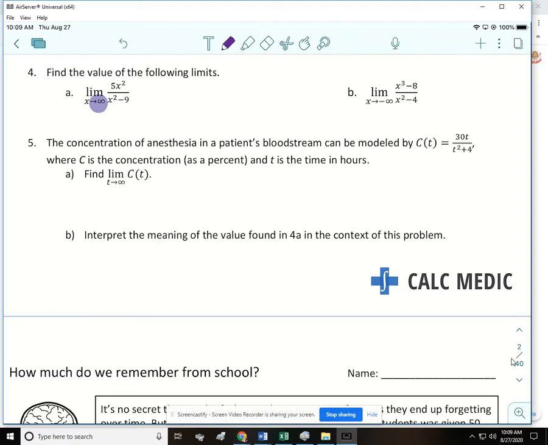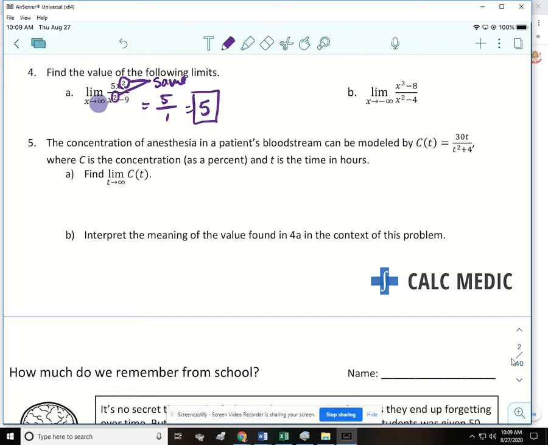So we're looking at the degrees. Those degrees are the same, or they're equal. So when they're equal, that's where you do the leading coefficient of the numerator, which is 5, over the leading coefficient of the denominator, which is 1. So the limit as x approaches infinity of that function is 5.